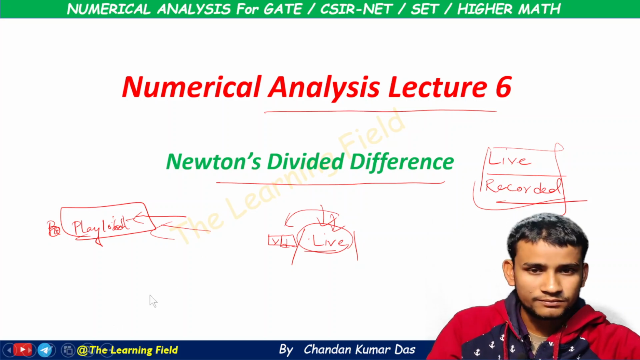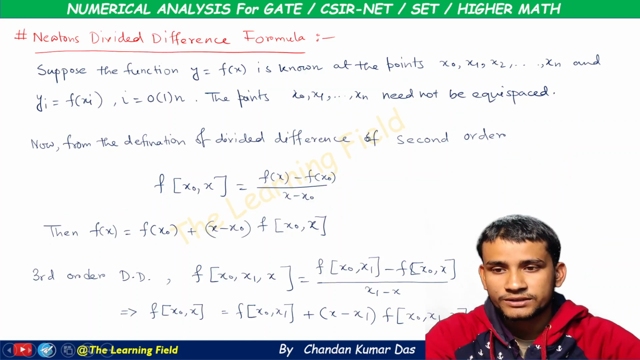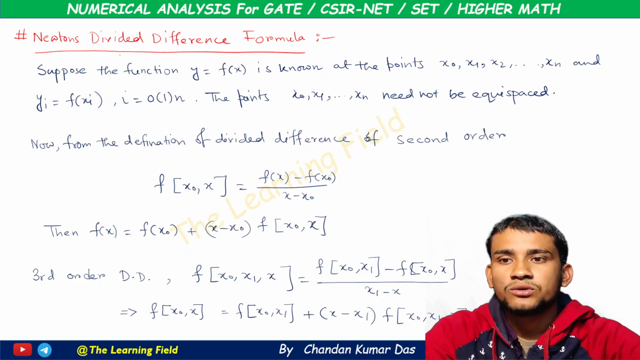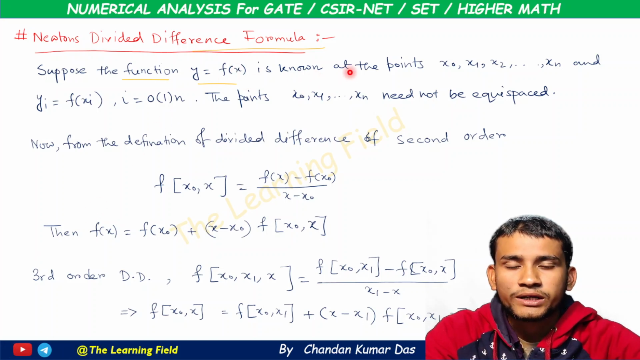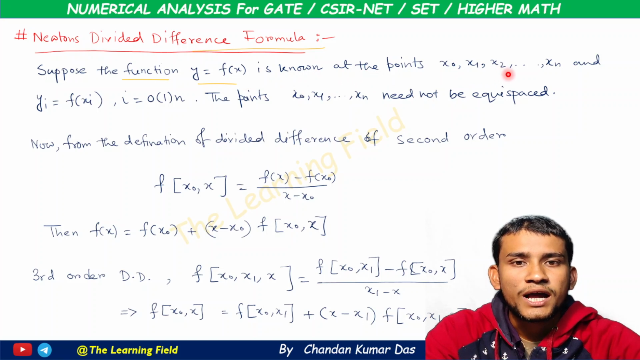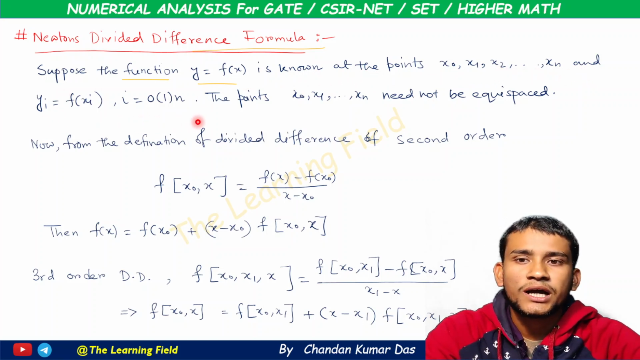Okay, so we now start Newton's divided difference formula. Suppose the function y equal to f(x) is known at the points x0, x1, ..., xn, and yi equal to f(xi), i equal to 0, 1 to n. The points x0, ..., xn need not be equispaced.